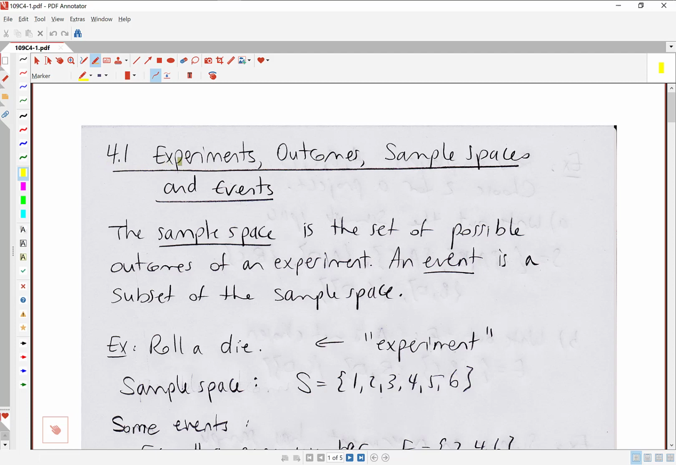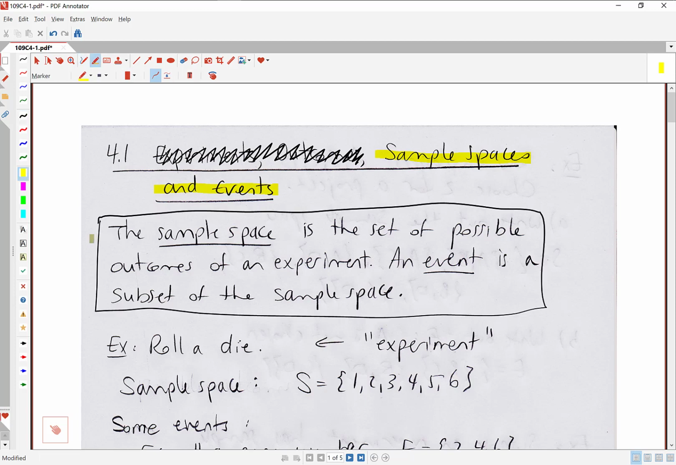The official name for this section is Experiments, Outcomes, Sample Spaces, and Events, but I think a simpler, more direct name would just be Sample Spaces and Events. What we're doing in this video is just gradually easing our way into the topic of probability. So let's define what a sample space is.